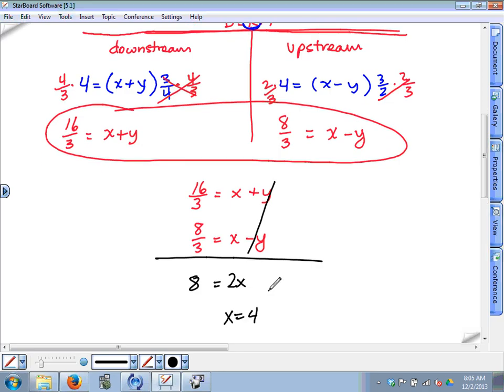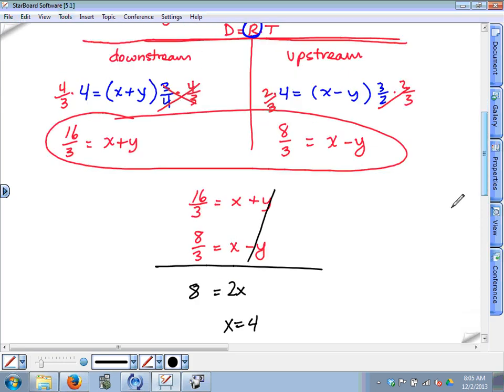4. But we have to be able to interpret this. Yeah, it's true that x equals 4, but what is x really? What does x represent? The speed of the boat in miles per hour. Now, is this the speed of the boat with the current, without the current, or what is this?